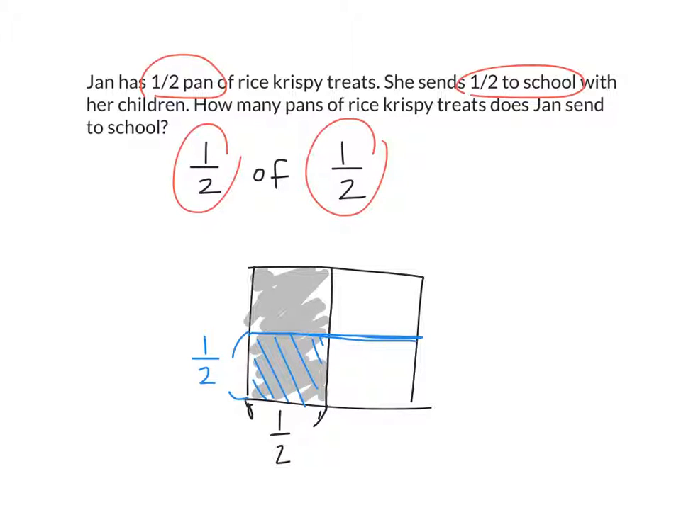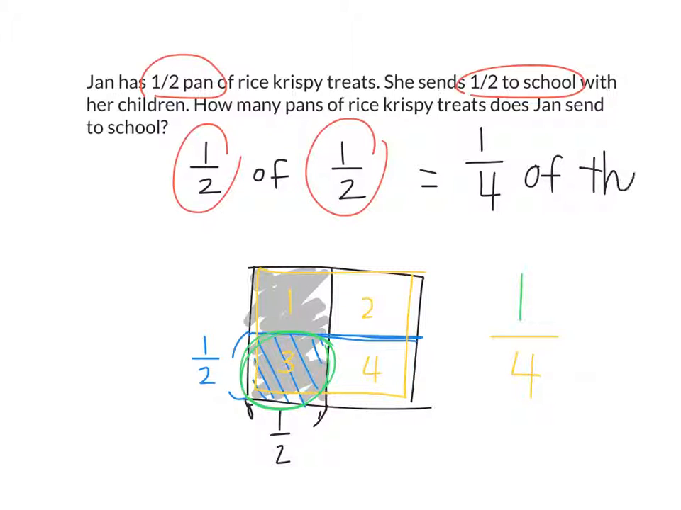The reason for that is I want to see how many pieces I have all together now. If you look at my entire pan, how many pieces are there? 4. 1, 2, 3, 4 pieces all together. That means out of 4 pieces, how much is she actually bringing? How much is shaded in double with black and blue? 1. Only this one part has black and blue. So all together, she's bringing 1/4. So 1/2 of 1/2, going back to our original up here, is 1/4 of the pan.